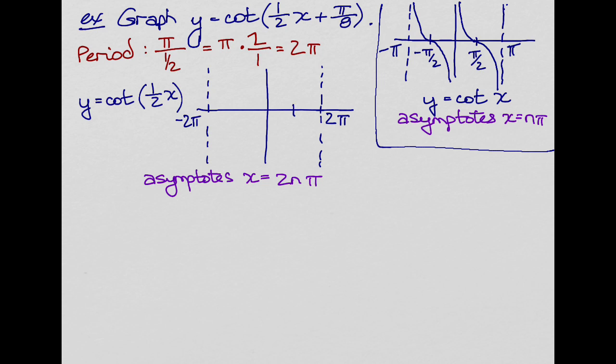So I'm going to have an x-intercept in the middle between 0 and 2 pi, which is pi. In the middle between 0 and negative 2 pi is negative pi. But the shape is the same. I'm up to the left, down to the right. And there's 2 periods of just y equals cotangent of 1/2 x. Well, now we've got to get the phase shift in there.